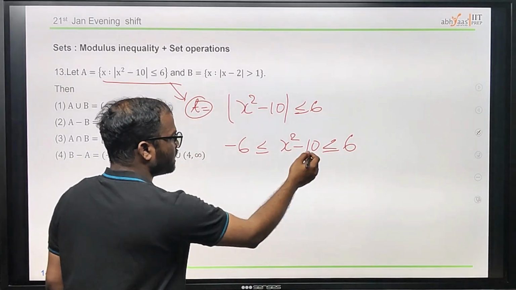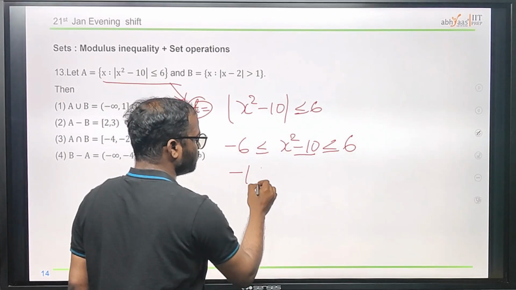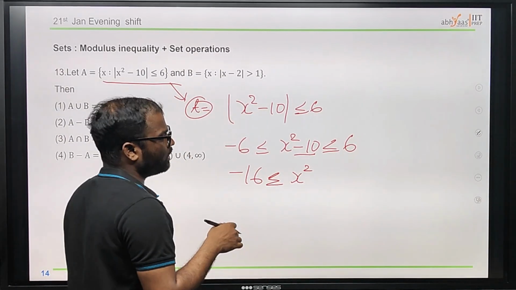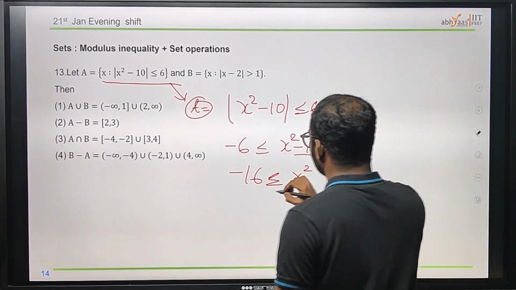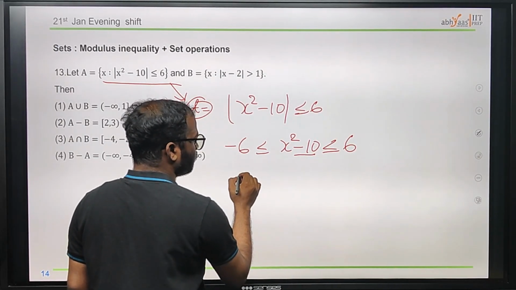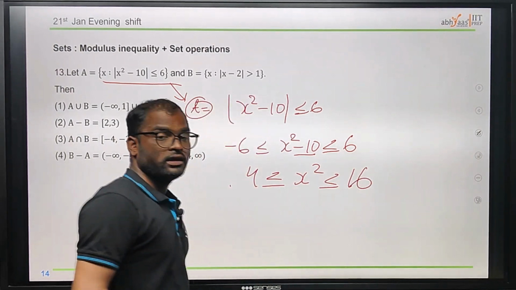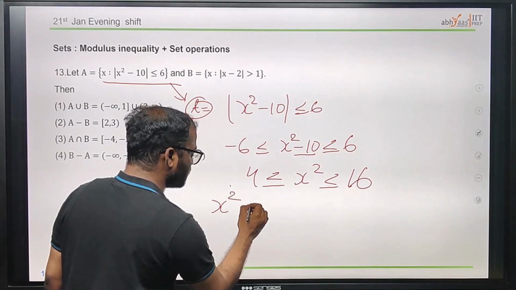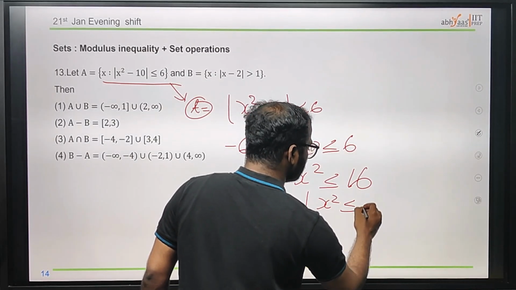From this we will subtract 10 on both sides, and we have minus 16 less than or equal to x square... just add the 10 here in order to remove the 10. Okay, sorry for that. That will be our 4 less than or equal to x less than or equal to 16. Now we got this one, we can divide it into two terms: x is greater than or equal to 4 or x less than or equal to 16.